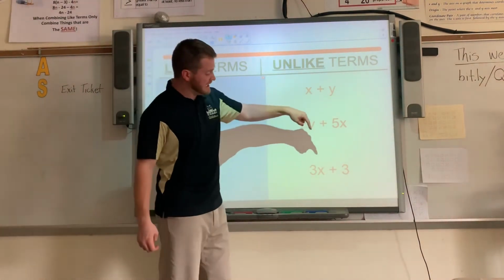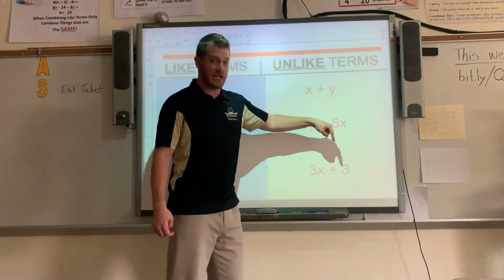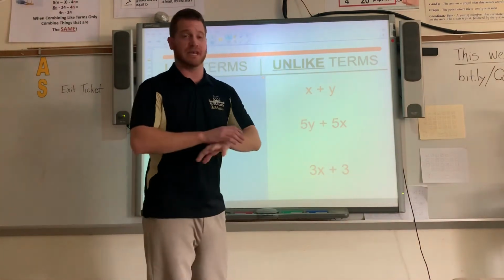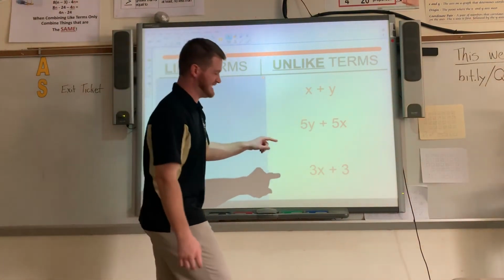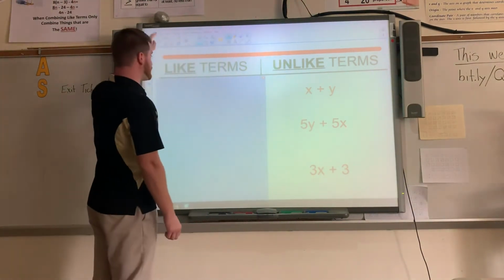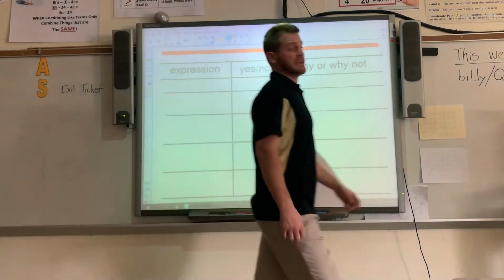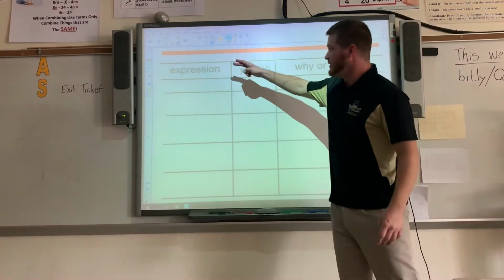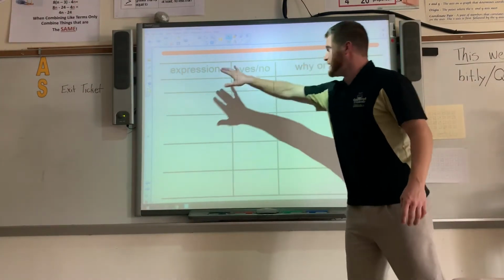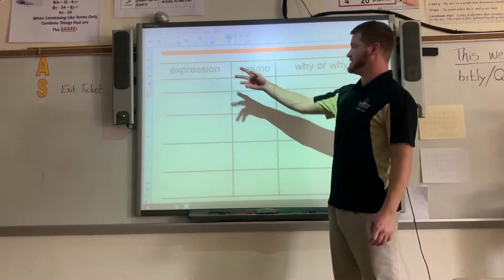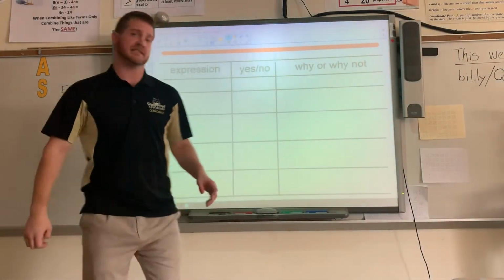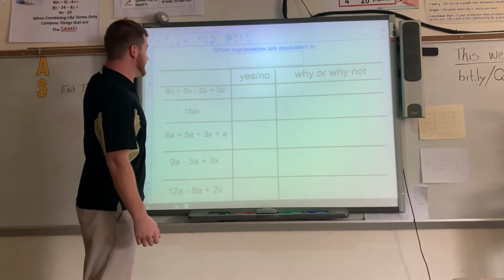Last but not least, this one, again, a 3 and a 3. But because this one has an x and that one does not, that would be the final answer. You cannot combine those to make a 6x. That would be your final answer. Okay, this would be a good slide to pause. Write this down in your notebook. We have 1, 2, 3, 4, 5, 6 boxes by 3 boxes. Write expression, yes or no, and the justification, why or why not. Pause this. On the next slide, you're going to fill in the blanks.